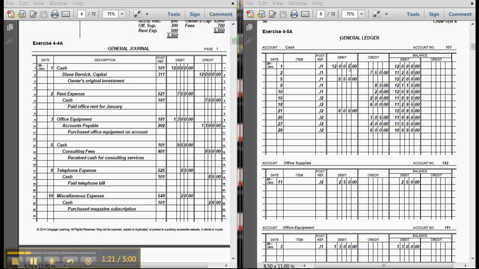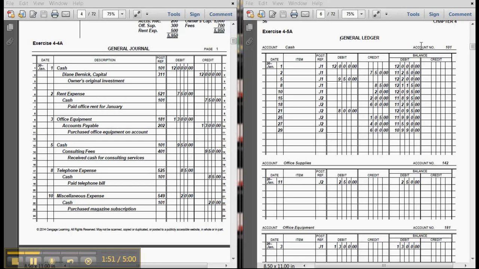Also keep in mind for the cash account that it increases with a debit and decreases with a credit. Anytime I debit it, I'm going to add, and anytime I credit it, I'm going to subtract it from the previous balance. So I put the date, $12,000 debit, find my new balance, and it came from J1. My post reference tells me where I can find this transaction in my journal. I go back over to my journal and it's page 1. J stands for journal and 1 is the page number.